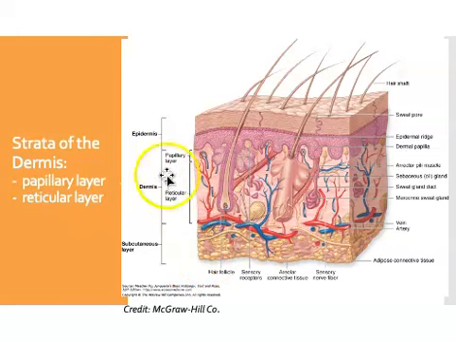Now, inside the dermis, there are two layers. There are 4 or 5 layers in the epidermis, but there are only 2 in the dermis. There's what we call the papillary layer up top, and then the thicker reticular layer down at the bottom.